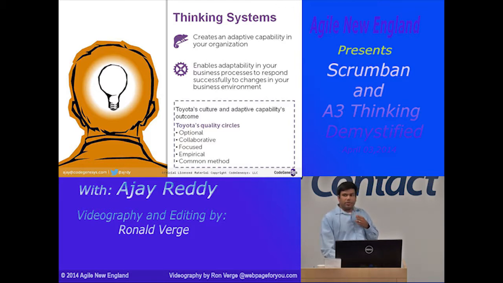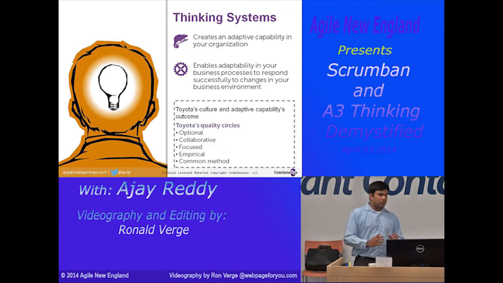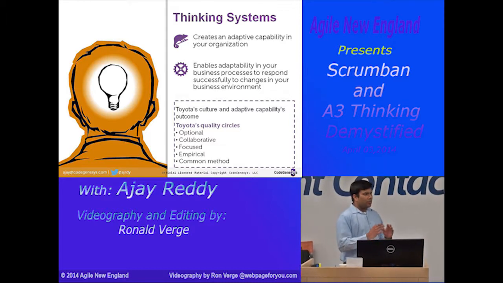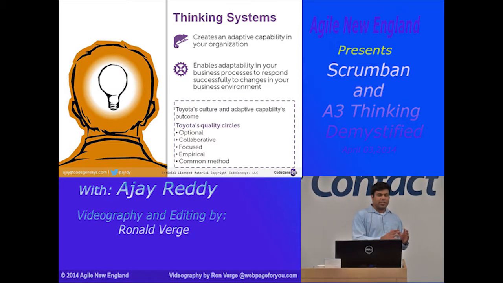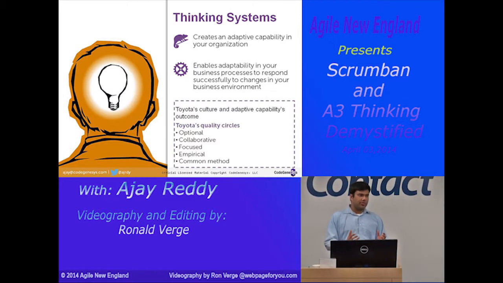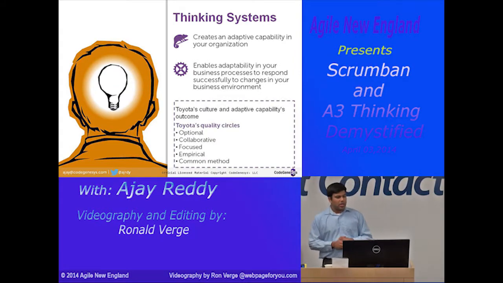But in the book, they describe what is called the Toyota quality circle. These were essentially ad hoc groups that would come into vogue, completely optional, they were collaborative, and they would come into the picture to solve a particular problem. They had a shared method, which was the A3 thinking method, the A3 problem solving method, which we'll describe in a minute. And they had an empirical mindset.